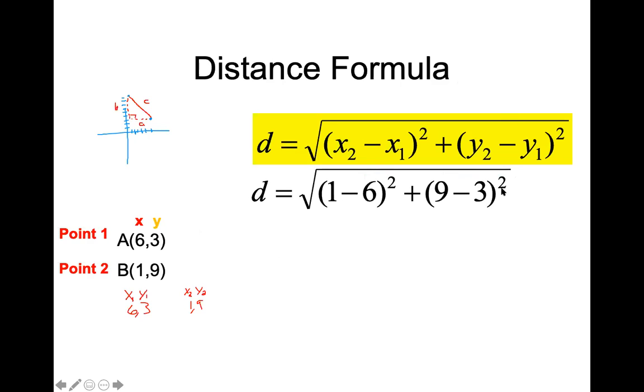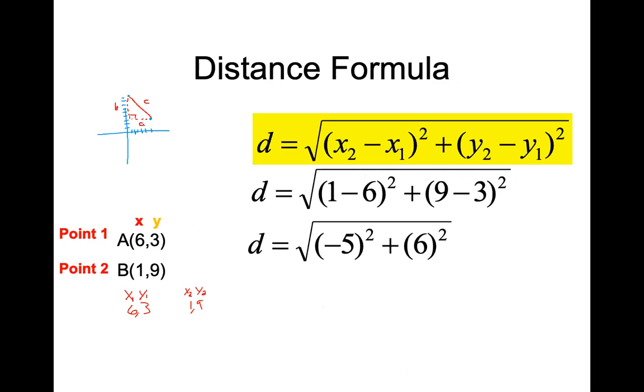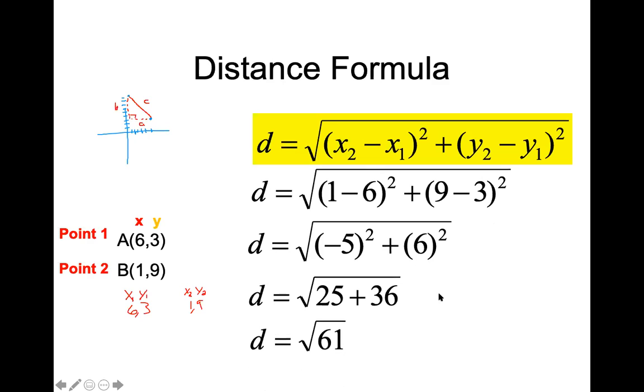All right, now we simply do the math. 1 minus 6 is -5. 9 minus 3 is 6. We square both sides. That'll give me a 25 and a 36. We add 25 and 36. And then the last step is to take the square root.